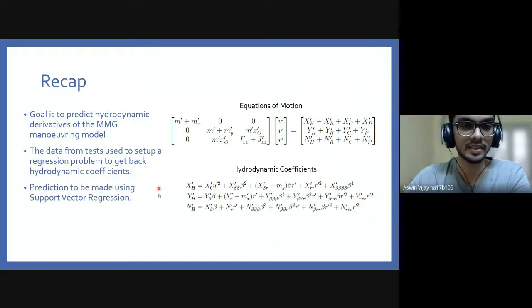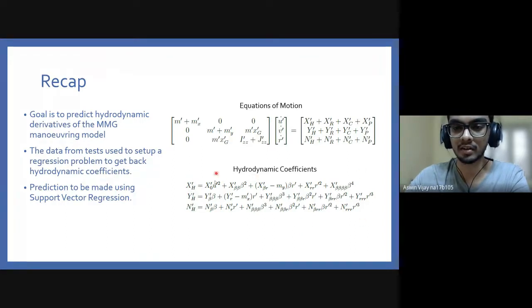The goal of my research is to predict hydrodynamic derivatives of the MMG maneuvering model given by these equations of motion. So data from tests such as the turning circle test and the zigzag test are used to set up a regression problem to get back the hydrodynamic coefficients. The hydrodynamic coefficients are both linear and nonlinear and are housed in these XH, YH, and NH parts of the forces. And when expanded out, you can see how they're expanded out here.